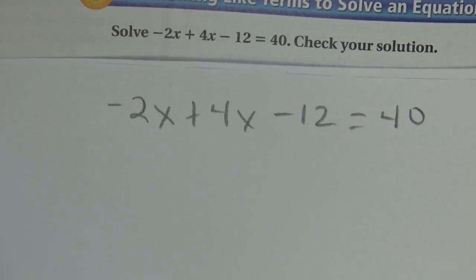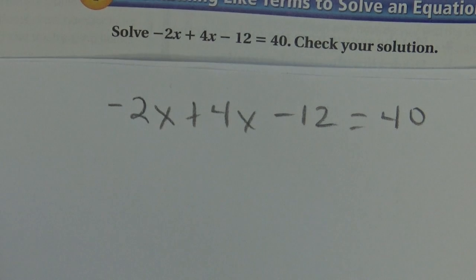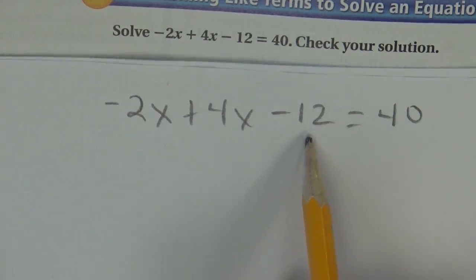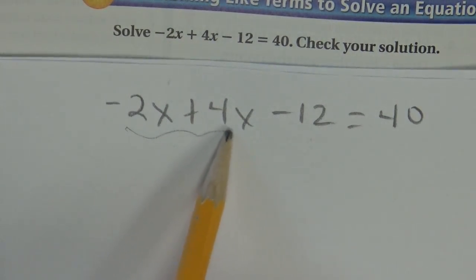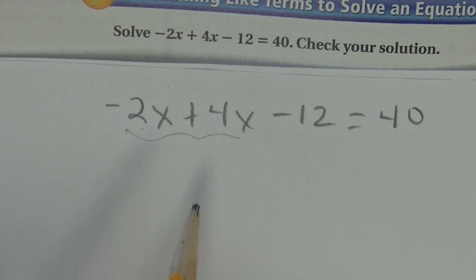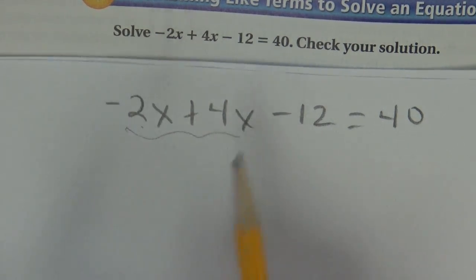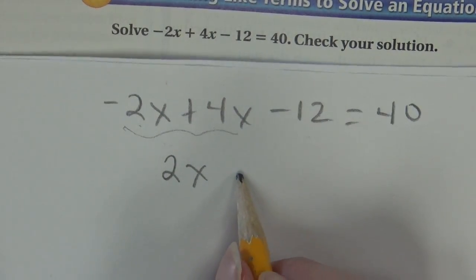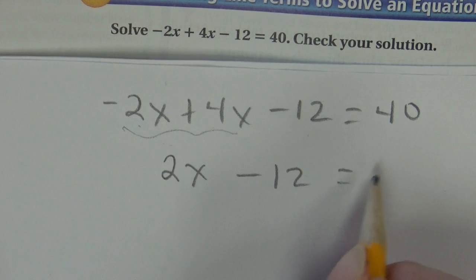We have to recognize our like terms, because both of these have an x, so these would be like terms. The negative 12 is not. So we can combine like terms, negative 2x plus 4x. I know that negative 2 plus 4 is 2, so this would be positive 2x, and then I make sure I bring everything else down: minus 12 equals 40.